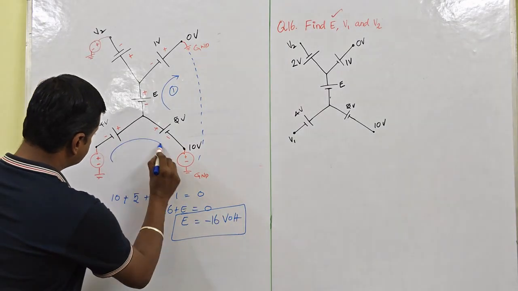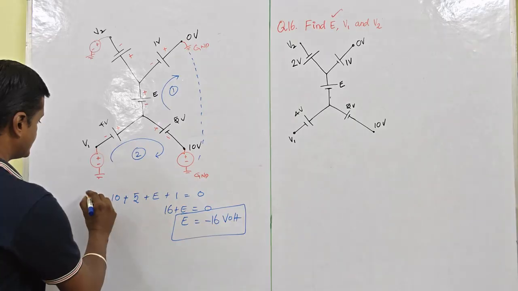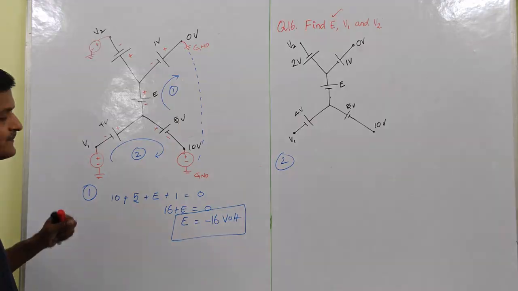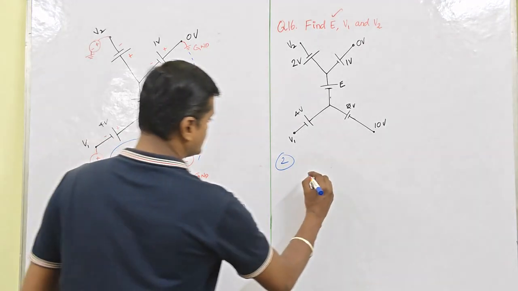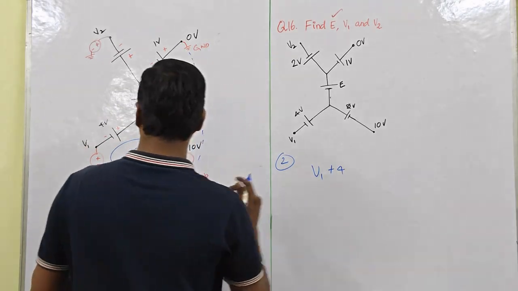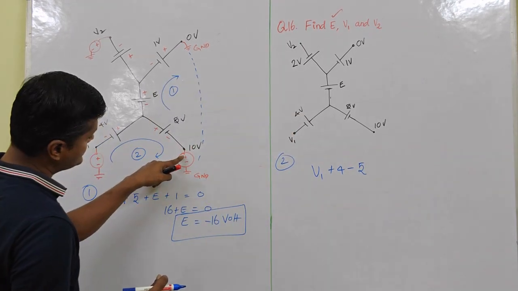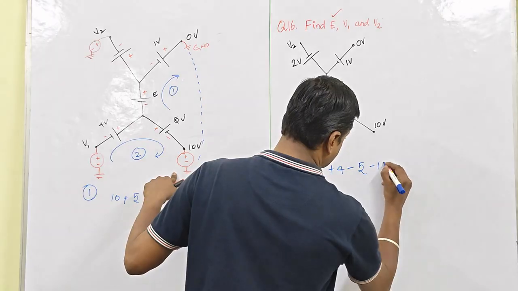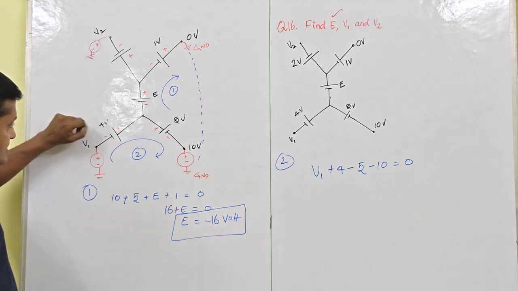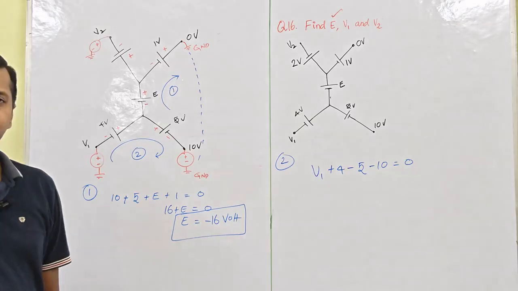If we are taking this as the loop, this is the second loop. To apply KVL we take the second loop. Take this loop as loop 1 and then loop 2. Write the equation for loop 1. So this is plus V1, next this is plus 4, then this is minus 5 and minus 10 equal to 0. Writing the law: current leaving at positive, so plus V1 plus 4, this loop minus 5 plus and minus, that is equal to minus 10.